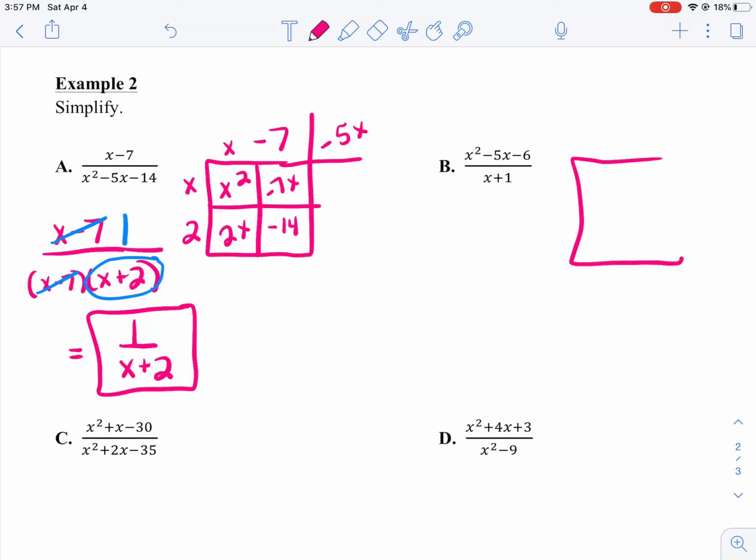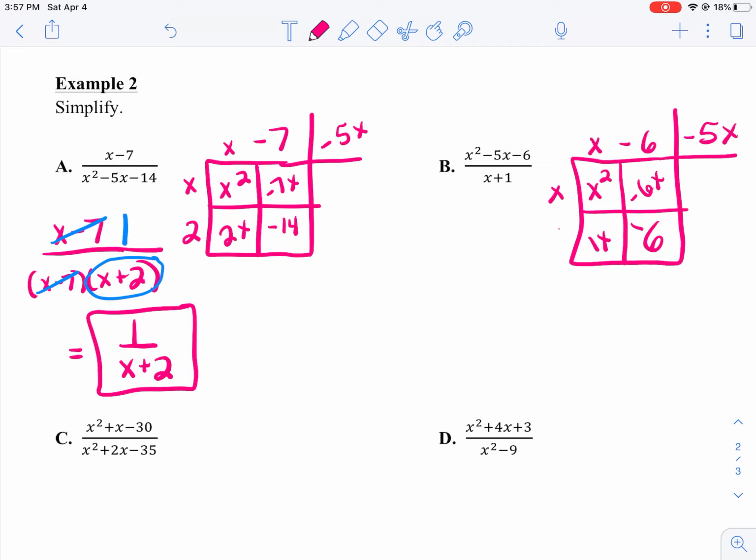Okay, so the next one, this time we have to factor the numerator. So we're going to go ahead and put the x squared minus 5x minus 6 in a box. We need two numbers that multiply to negative 6 and add to negative 5. So I'm going to use negative 6x and positive 1x. And then we can take out an x and we get x minus 6, and we can take out a 1. So this time on the top we have x minus 6 and x plus 1.